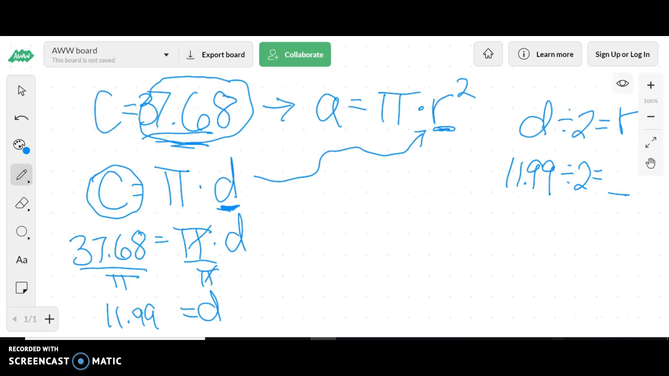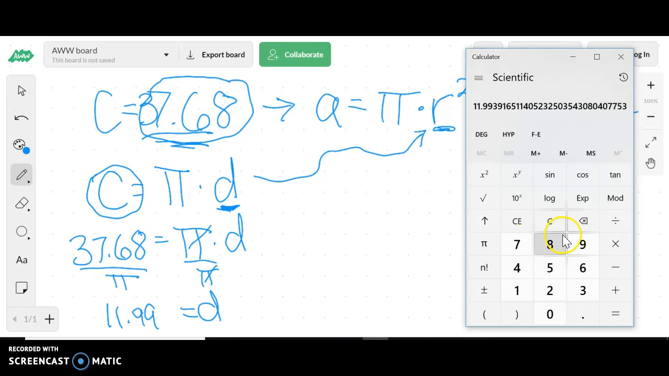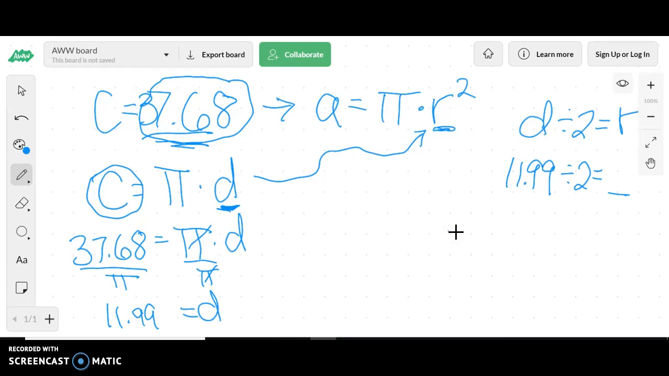So guess what? I'm just going to keep my calculator up here. I'm just going to put in divided by 2, and it's going to give me 5.9969. I'm going to put those numbers down. So my radius is 5.9969. It's almost 6, isn't it?